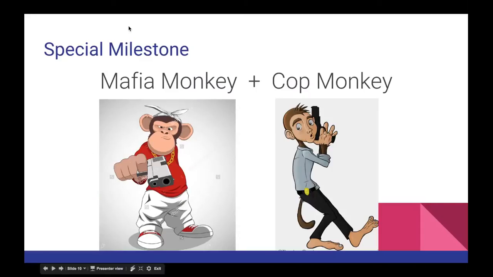For the special milestone, we are planning to implement the Chaos monkey and the Cop monkey. We will use it on Checkbox.io. The Chaos monkey will flood the infrastructure with a large number of API requests for a certain duration, which can be configured via REST API.